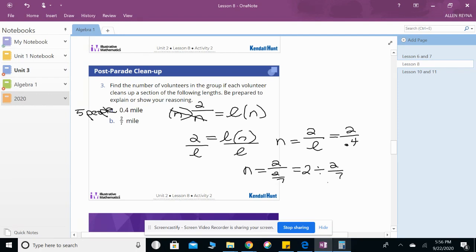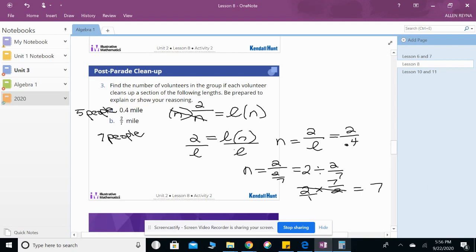You're going to rewrite it as a multiplication: 2 times 7 over 2. Cross out top and bottom. So we have 7 volunteers here. So 7 people.